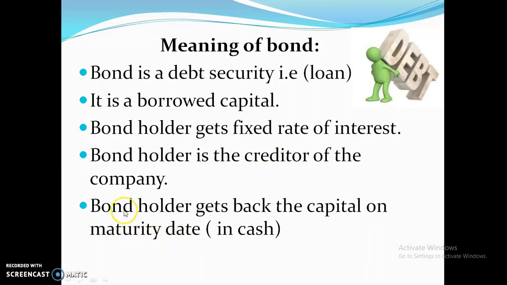The last point says a bondholder gets back their capital on maturity. See here, the bondholder is giving capital to the company. Then the company has to return it. When the company is returning it, a certain date might be written in that document. So when the company returns on that particular date, it is called the maturity date. And always it should be returned in cash. I'll give you an example in the next slide.